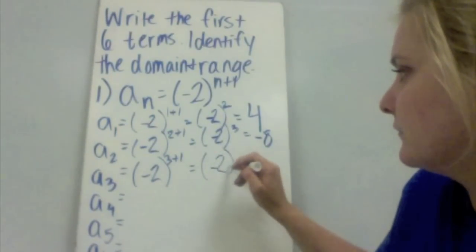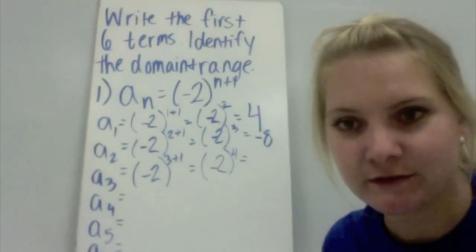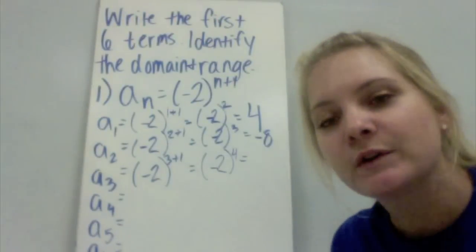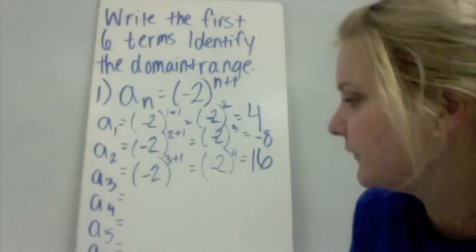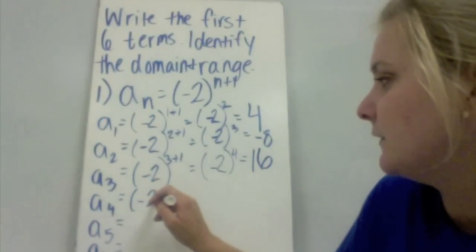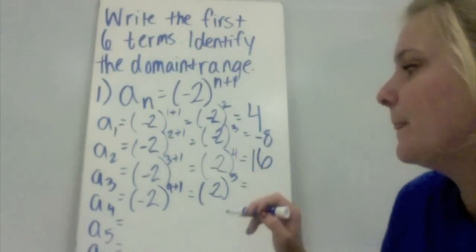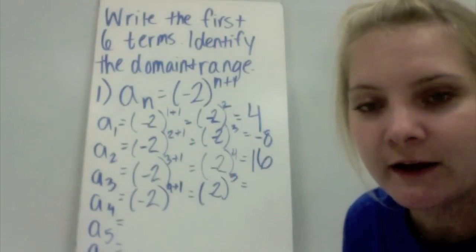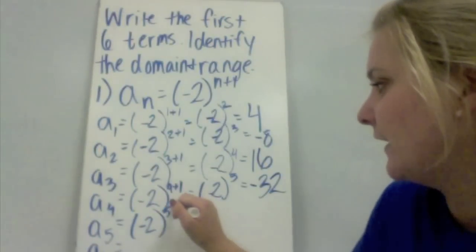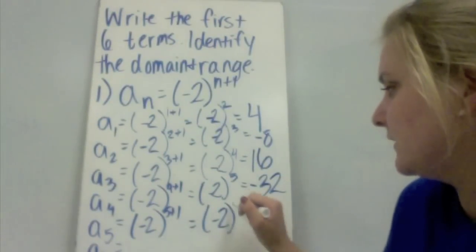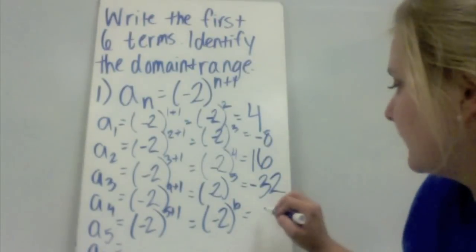And our third term, we have negative 2 raised to the power of 3 plus 1. That will equal negative 2 raised to the power of 4. So we have negative 2 times negative 2, which is positive 4, times negative 2, which is negative 8, times negative 2, which will be positive 16. And then our fourth term, we have a sub 4 equals negative 2 to the power of 4 plus 1, which equals negative 2 to the power of 5. Negative 2 to the power of 5 will be negative 32. Then we have negative 2 to the power of 5 plus 1, which equals negative 2 to the power of 6. Negative 2 to the power of 6 will be positive 64.